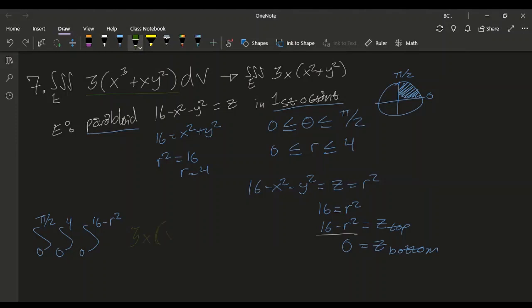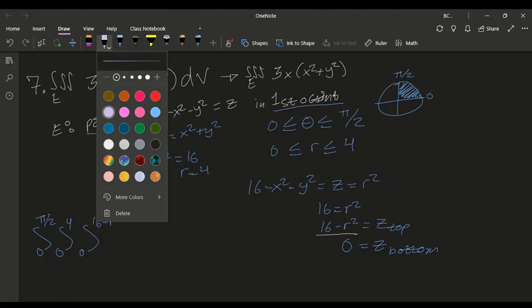Now, when we're converting, our function also has to go from x squared plus y squared into polar coordinates, and that's not much trickier than converting that 16 minus x squared minus y squared into polar coordinates. So x squared plus y squared is equal to r squared, and I'm going to go ahead and actually do this in pink. So you can, again, take this in any order except for the z top and z bottom.